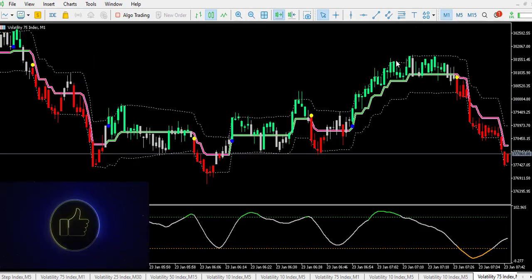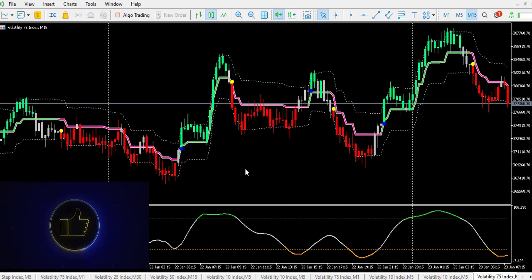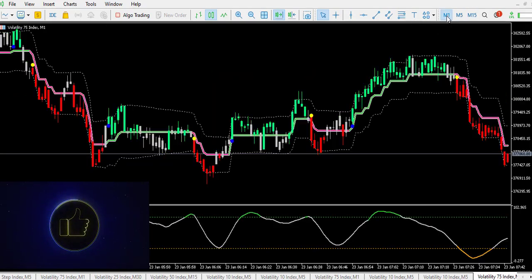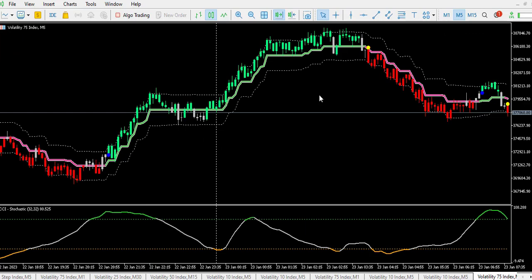The same strategy on 5 minutes. 5 minutes a bit stable, and here it is on 15 minutes also. So you can use it on any time frame you want, and you can play with the settings. So this is it on the Volatility 75 index, and this is how it works. Still the same thing, the same principle.